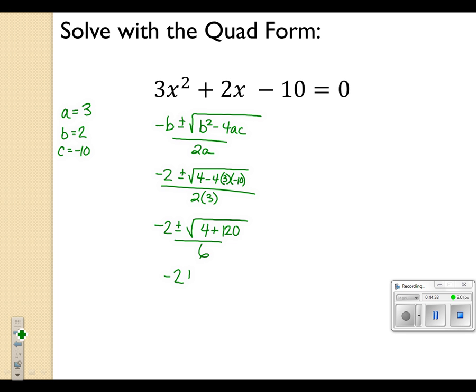Negative 2 then, continuing on, we've got the square root of 124. We actually just had the square root of 124 in our previous problem, so if you remember, that simplified down to 2 root 31. Both terms in the numerator have 2's that can factor out, so we can divide them with our denominator, and we ultimately end up with negative 1 plus or minus root 31 over 3.